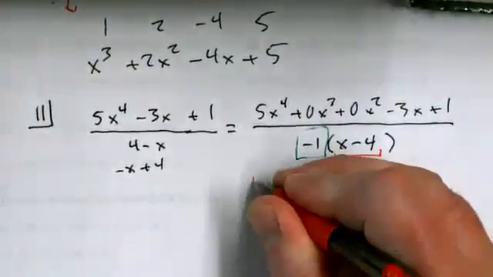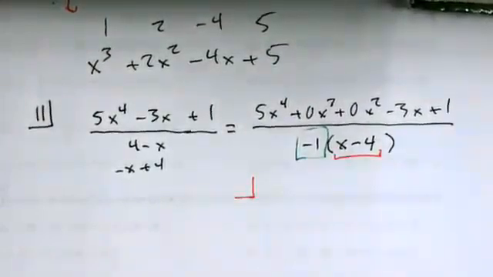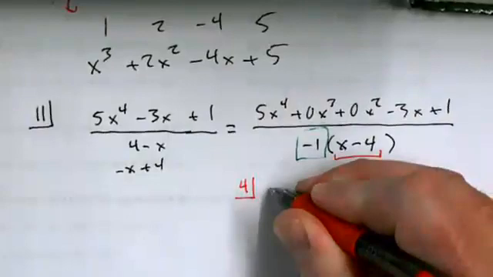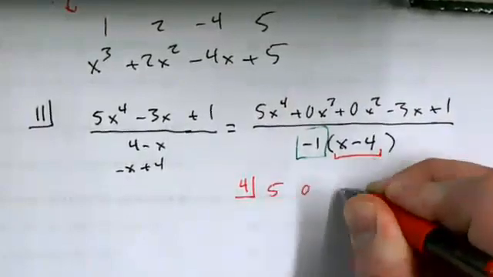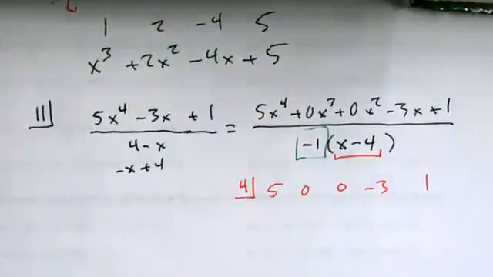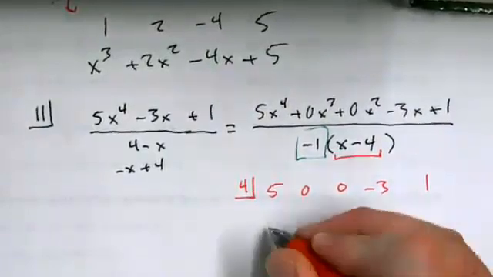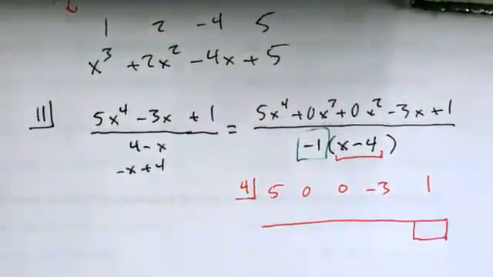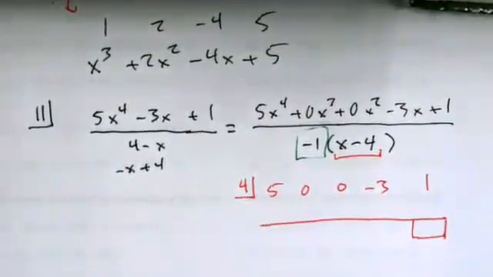So let's take care of this part of it first. What's going to go in my little box for the x minus 4? That's where it's going to be the positive 4. And then my coefficients are 5, 0, 0, negative 3, and 1. All right, so we'll do our synthetic division.